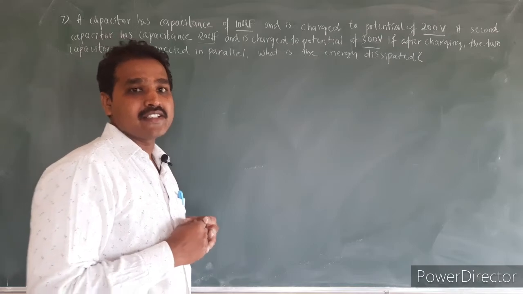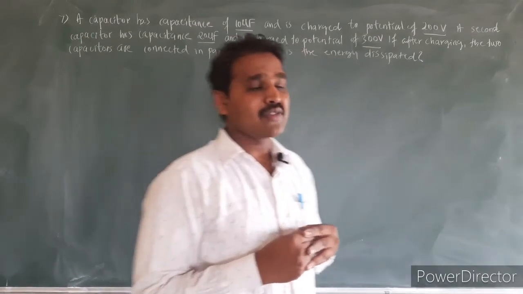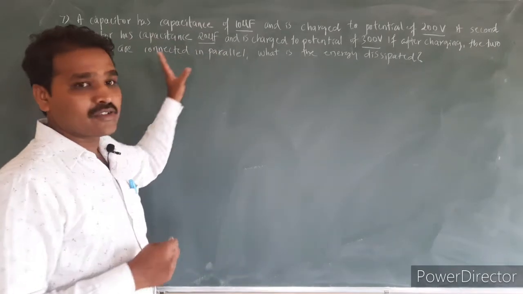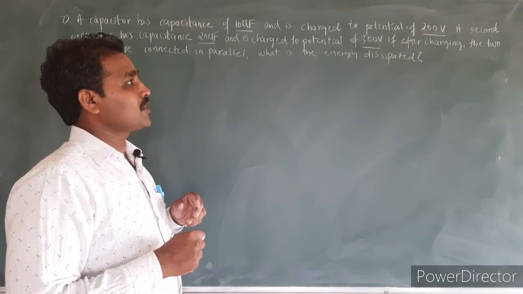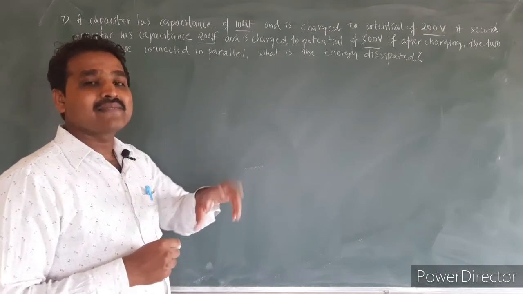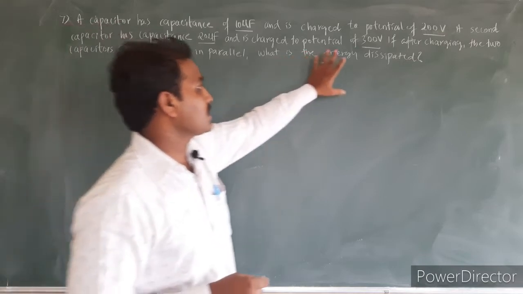is the energy dissipated? While discussing the concept of common potential, we have seen one capacitor will be connected to the first battery and charged to the maximum potential, and the second capacitor may be connected to another battery that is also charged to the maximum potential here.